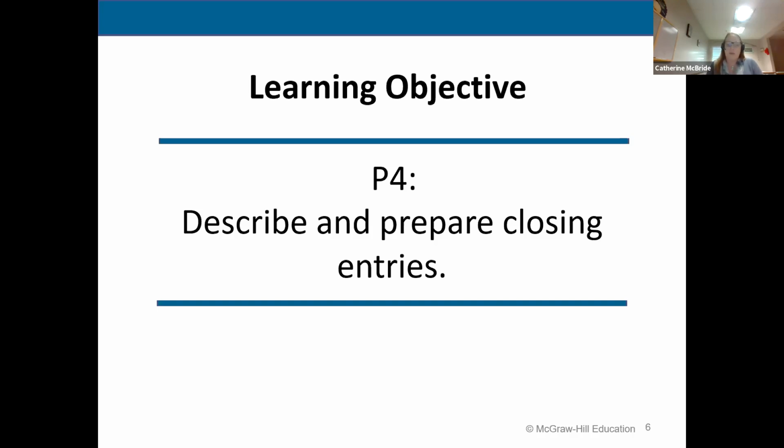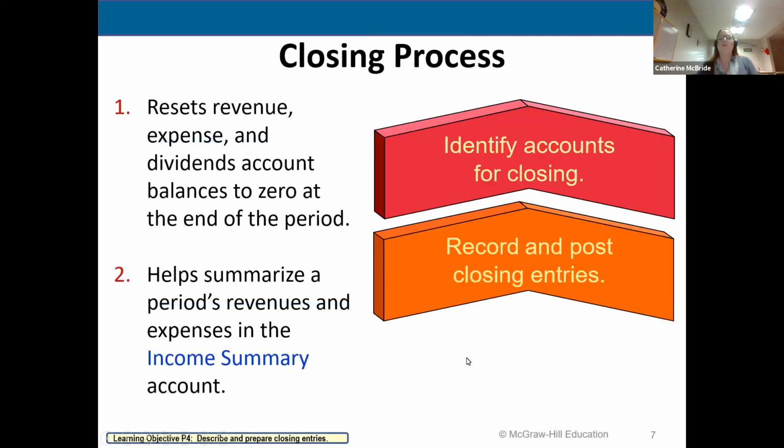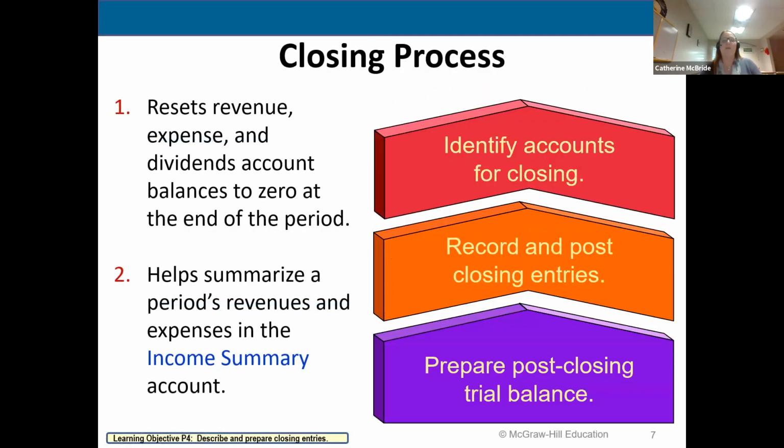On the financial statements, on our statement of retained earnings, we started with our beginning retained earnings. We added net income and subtracted dividends to get ending retained earnings. That's what we're going to do now on our books with closing entries. So the first thing that we have to do is identify what accounts we're going to close.